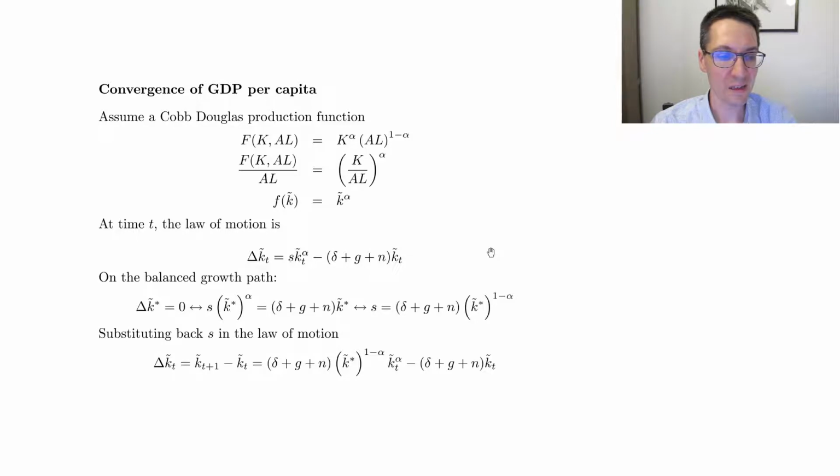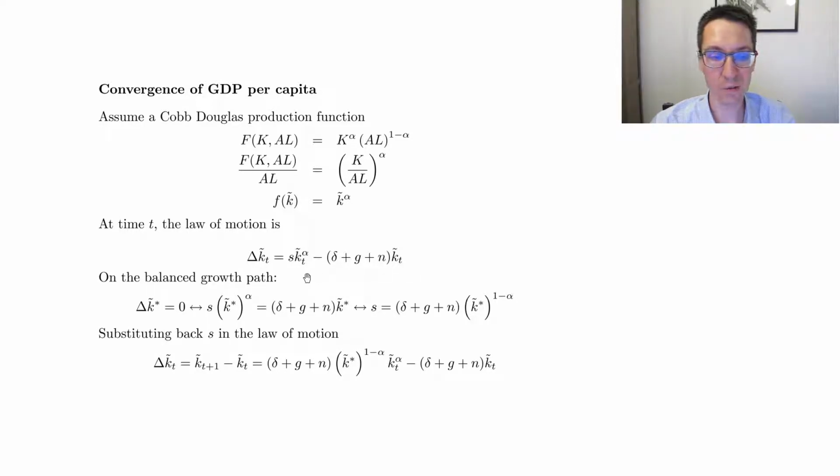So let's go ahead and write down our law of motion of capital. Delta k tilde t is going to be investment in time t, so s multiplied by output in time t, so k tilde to the alpha at time t, minus, here we have a big dilution effect, so we have depreciation plus growth rate of technology plus growth rate of population that multiplies k tilde t.